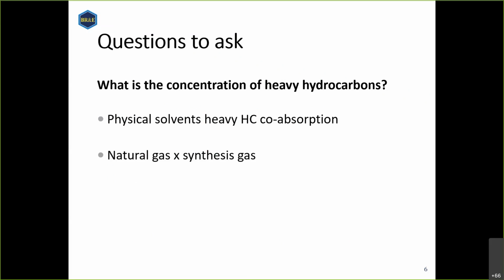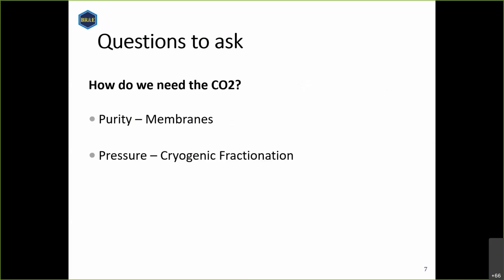There are some ways to mitigate that, and we'll actually see that when we open the simulation for DEPG, one of the physical solvents we'll discuss today. But co-absorption of hydrocarbons is something to think about. And, you know, the source of the gas might influence this. For instance, if you've got a natural gas stream, it's definitely going to contain heavy hydrocarbons, right? If you have something like syngas, on the other hand, then you probably don't have heavy hydrocarbons, and so maybe that's not such a concern.